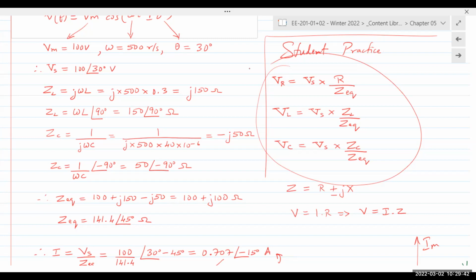This is going to help you in the final exam to speed up your calculations. So hence, student practice. Now, in this case, of course, we were asked to find the total current I. So we could not skip that step. If total current I was not asked, then you can directly apply voltage division. But total current I was asked of us, so we had to find Vs over ZEQ.